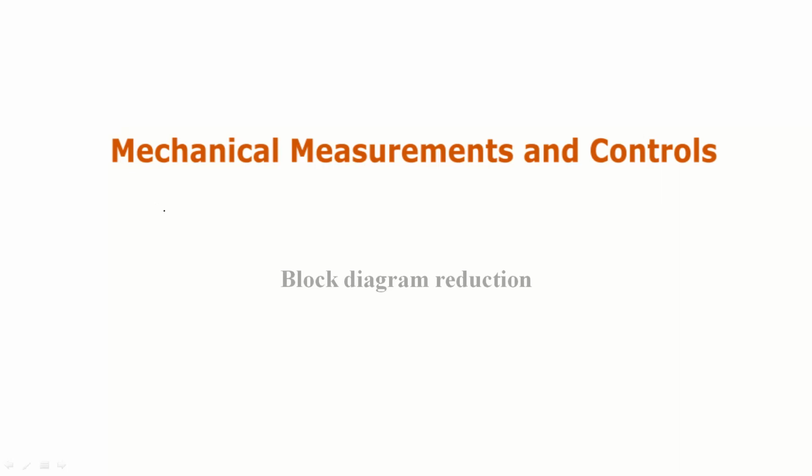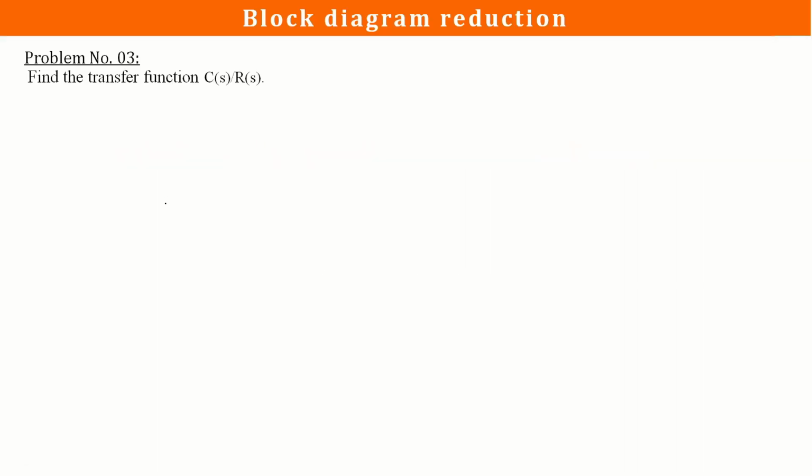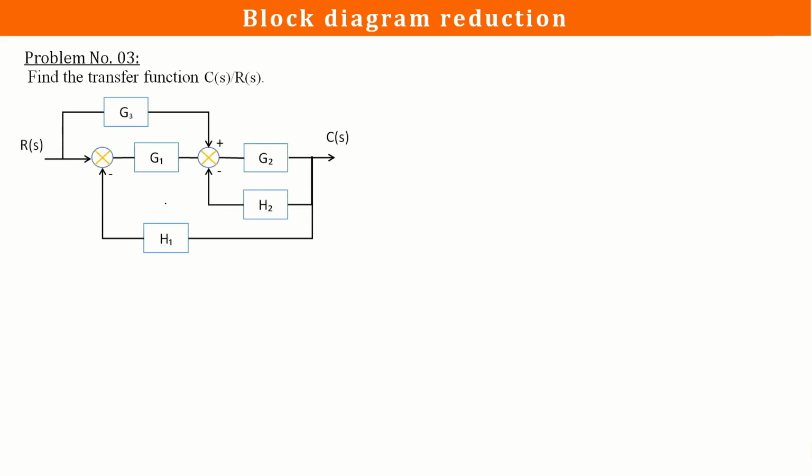Hello students, in this lecture we are going to solve one more problem on block diagram reduction. So let's start. The question is to find the transfer function for the given block diagram. Here, for this block diagram, we have input as R of S and output as C of S.